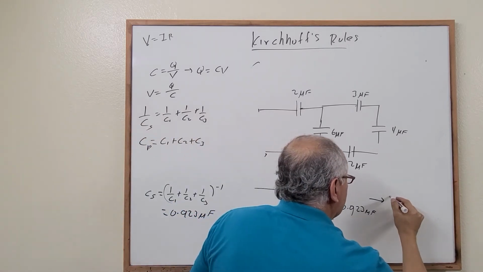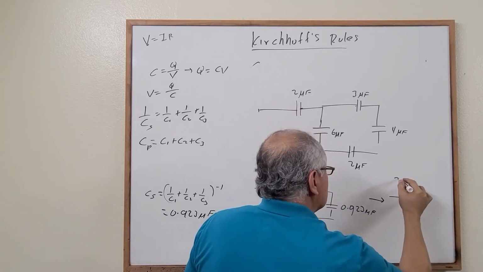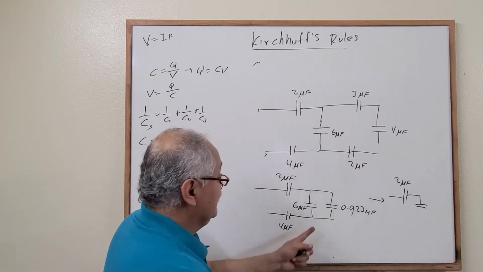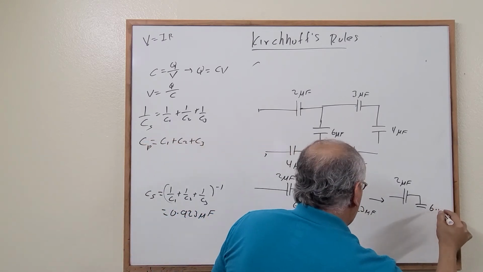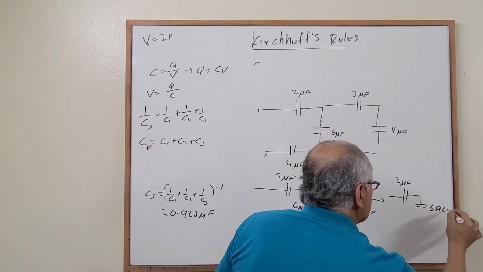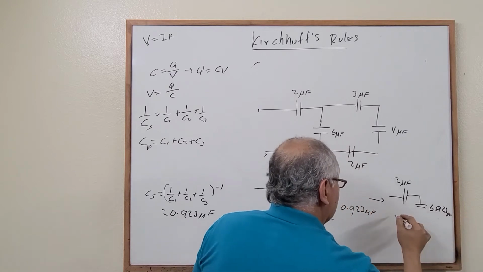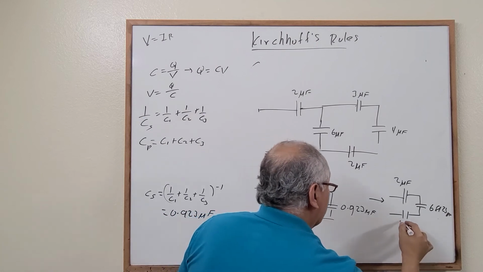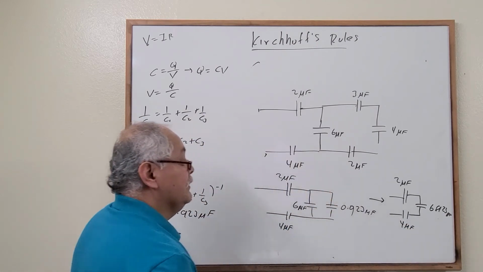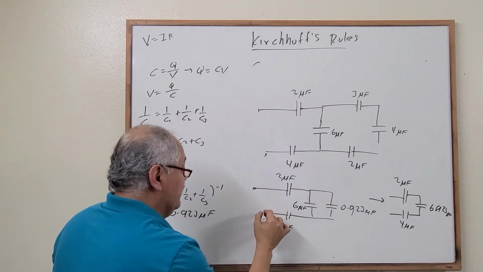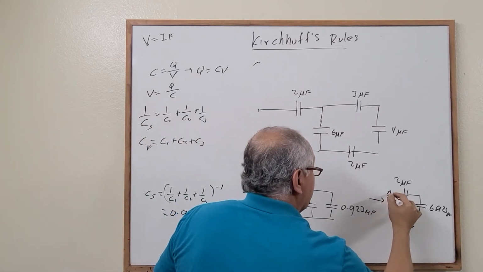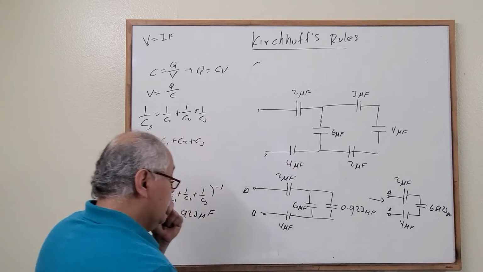And what do we have? Well, we have one more time this is 2 microfarad. Now this one is only going to be 6.923 microfarad, correct? And we have the next one, which is 4 microfarad. Okay, usually we label this A and B. Could be a battery right here, right? A and B. And then what do we have?